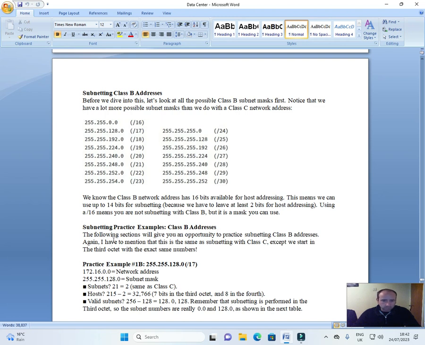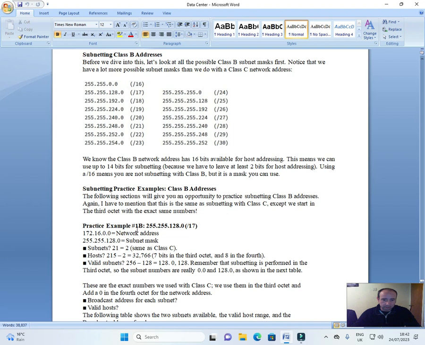Subnetting practice examples: Class B addresses. The following sections will give you an opportunity to practice subnetting Class B addresses. Again, I have to mention that this is the same as subnetting Class C, except we start in the third octet with the exact same numbers.